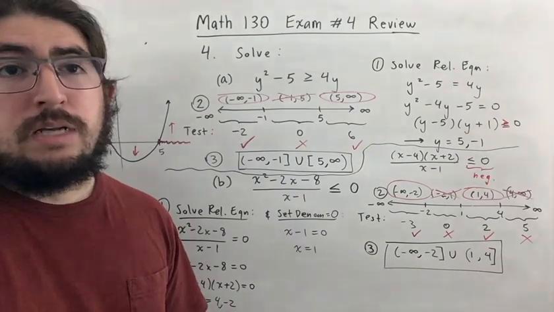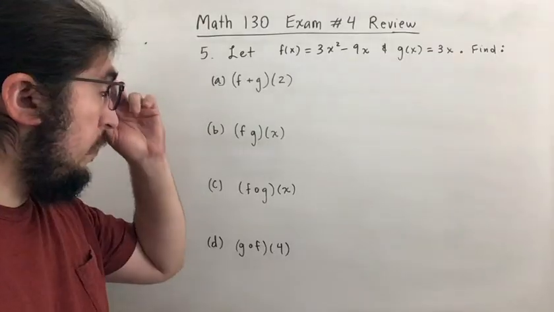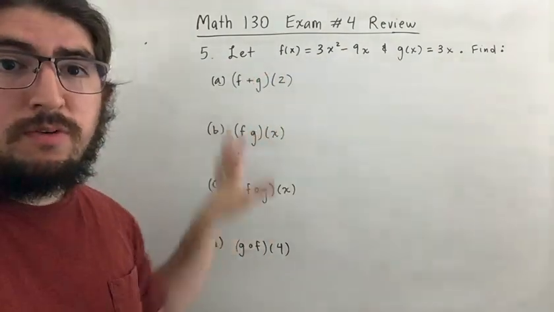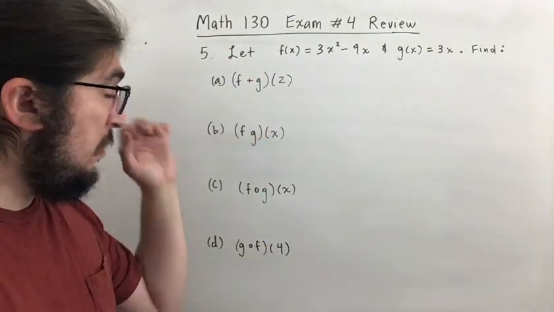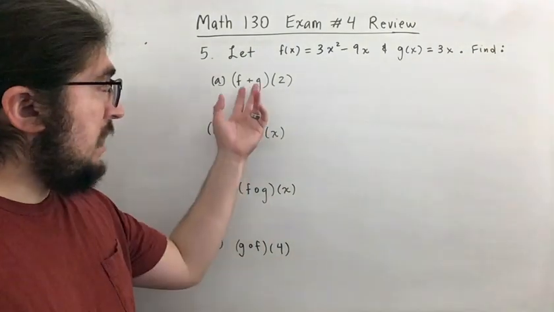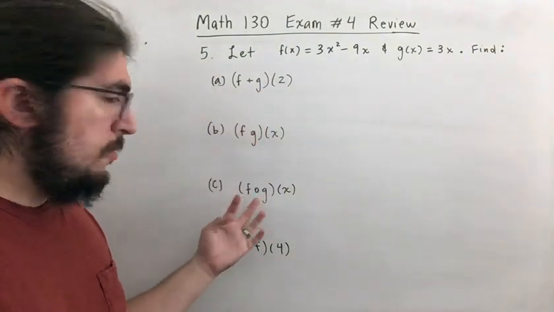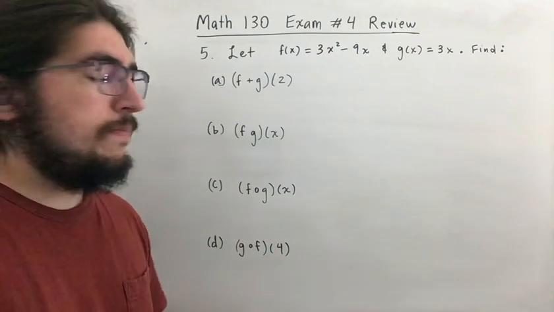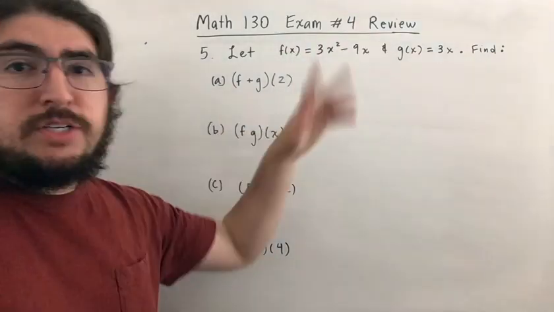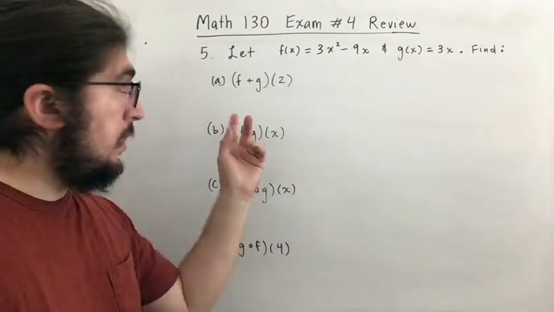Okay. So now moving on to number 5. Here we're given these two functions, f of x and g of x, and it'll remain true for all 4 of these parts. And then we are asked to find these combinations of these functions. Here I'm asking you to add them, multiply them, and then here we're asked to compose them in some order. So really what you can do is add f and g together and get a new expression and then plug in 2.